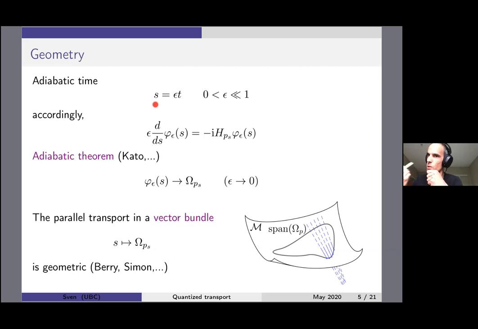And so if you do this time change in Schrödinger's equation, you see now it's an equation in the parameter s, and of course you get this small parameter epsilon in front. So all I'm trying to do now is to solve that Schrödinger equation with an epsilon in front. And of course, I'm not the first one to do that. The pioneers were Born and Fock, 100 years ago.